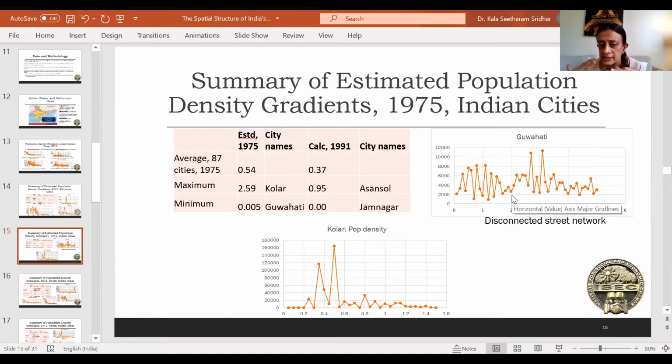Disconnected street network, in the sense that the curviness and the tree density and all those things are taken into account. There is also a score provided by this particular index, and the higher the score, the more disconnected the street index is, and the more disconnected it is, the more difficult it would be for people to live closer to each other. And so they suburbanize. That is the standard assumption with this.